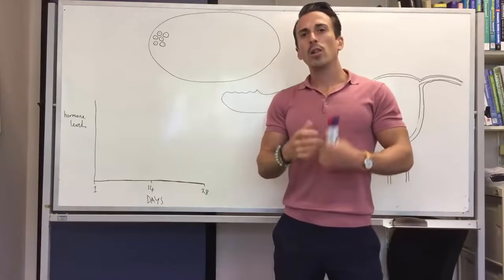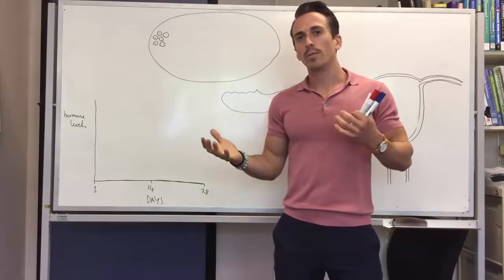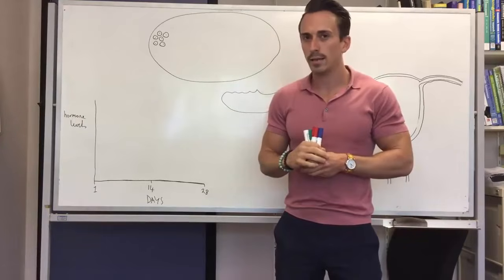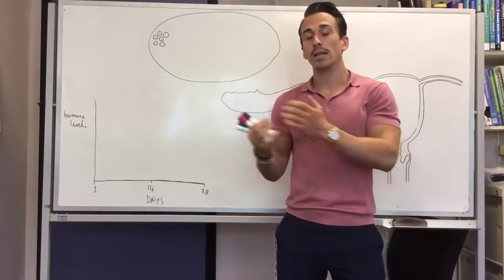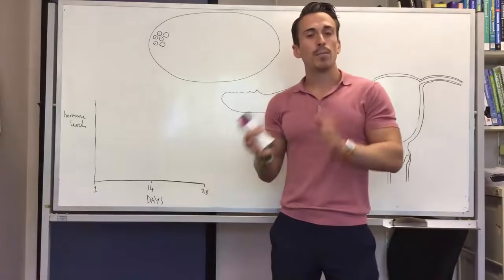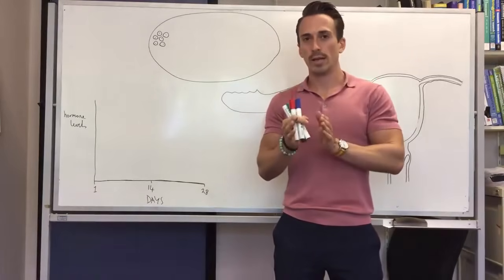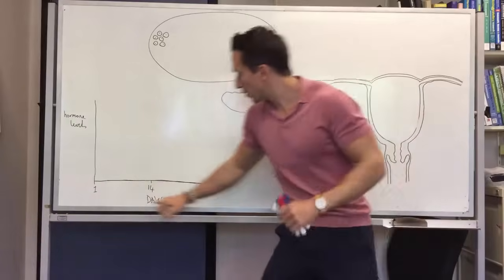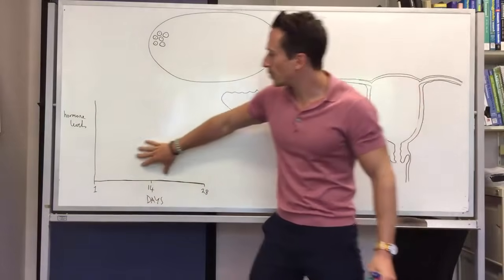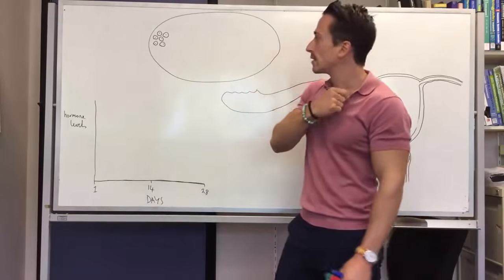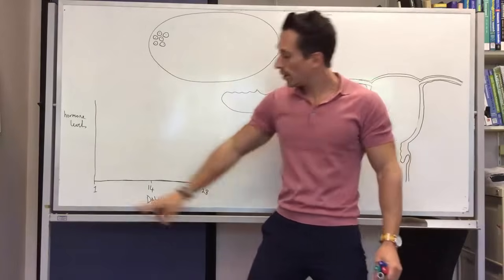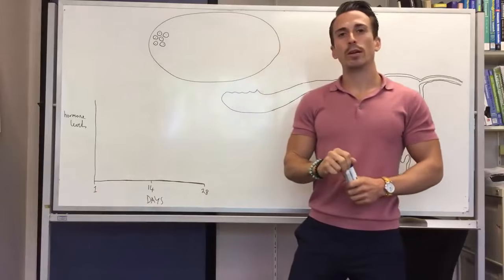So how long does a reproductive cycle go for? Well, on average it's 28 days, but it can be as short as 21 days or as long as 35 days. But the average is 28 days. So I've drawn 1 to 28 days here, and this is going to represent hormonal levels of the reproductive cycle. Okay, so what are we beginning with? Well, day 1 of the reproductive cycle.